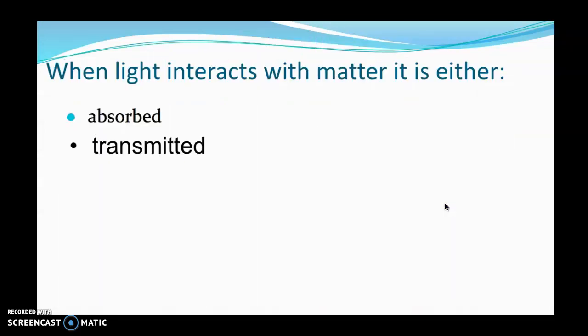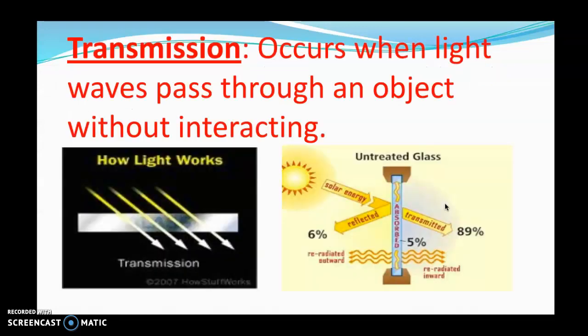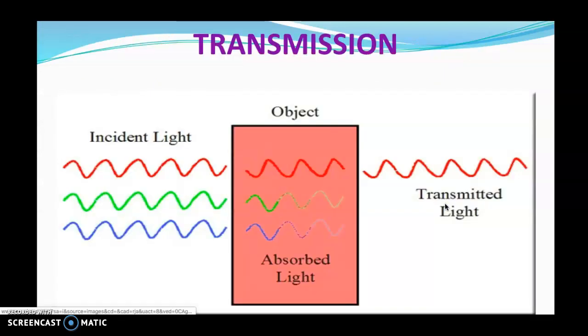Now, the next interaction will be transmission. Transmission is when light passes through something without interacting with it. So in other words, it's not going to be absorbed, but it's not going to be reflected off of it. It's just going to go right through it. We call that transmission. Now, we know that light doesn't like to travel through anything at all. It can travel through nothing, but when it does travel through something, usually as it interacts, one thing or another is going to happen to it. Either some of the wavelengths are going to get peeled away, or some of the energy is going to get peeled away by absorption.